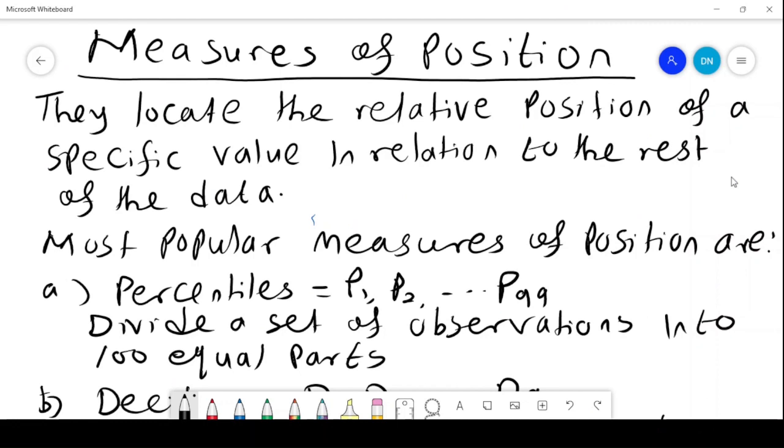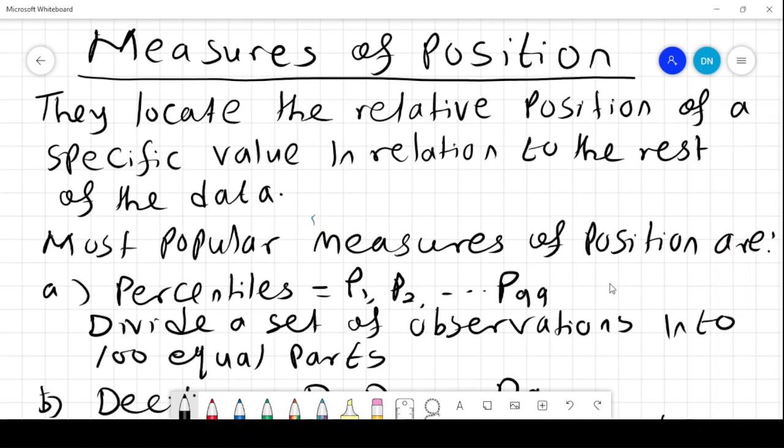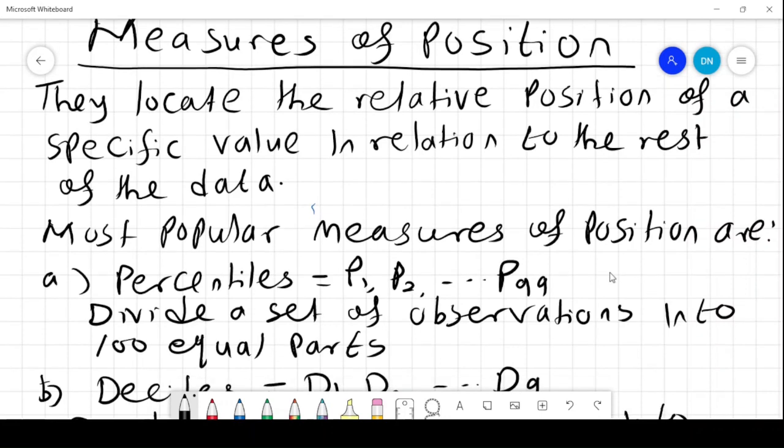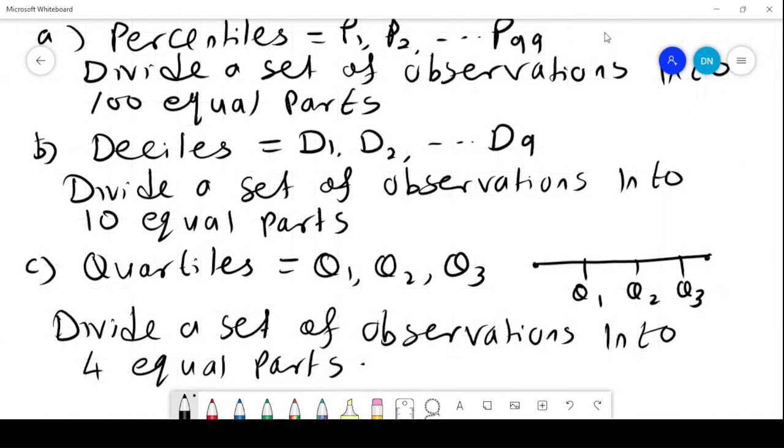Measures of position is our topic of interest, and we are told that they locate the relative position of a specific value in relation to the rest of the data. So these are what we want to look at, the measures of position. And we have three most popular measures of position: the percentiles, which is P1 to P99, and they divide the set of observations into 100 equal parts.